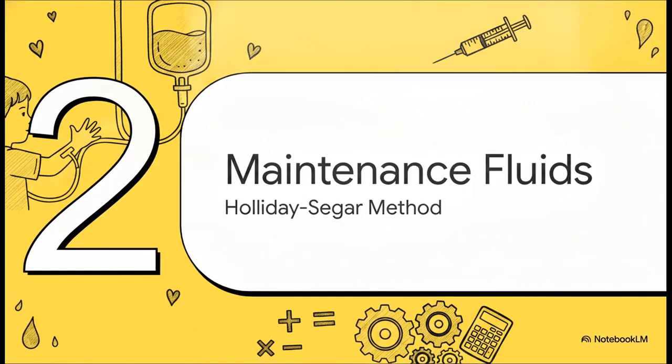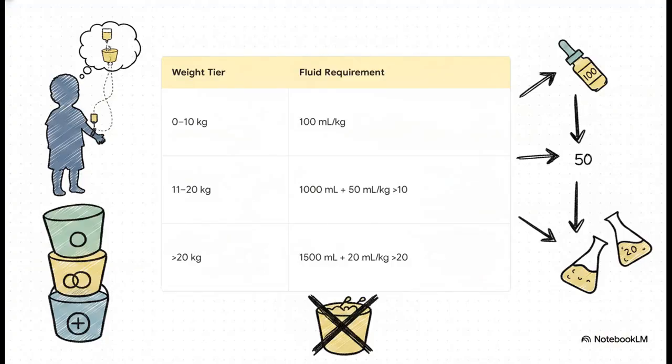Because of this intense vulnerability, we've got to be incredibly precise when giving fluids, which brings us to Section 2, calculating maintenance fluids. Mastering the Holliday-Segar method is an absolute must. Fluid requirements are broken down into 3 strict weight tiers. For the first 10 kilograms of a child's weight, they need 100 milliliters per kilogram. For the next 10 kilograms, you add 50 milliliters for each of those kilos. And for every single kilogram over 20, you add 20 milliliters.